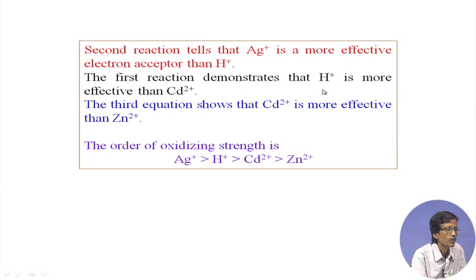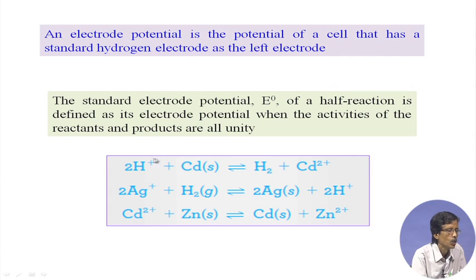That means H plus will have more tendency to accept electrons from cadmium, and cadmium will go into the solution as cadmium 2 plus, so H plus is the stronger oxidizing agent to oxidize cadmium 0 to cadmium 2 plus. So, the proton, that means acid, is the oxidizing agent. Why is this acid an oxidizing agent? In the presence of cadmium, the acid will be responsible for the evolution of hydrogen.